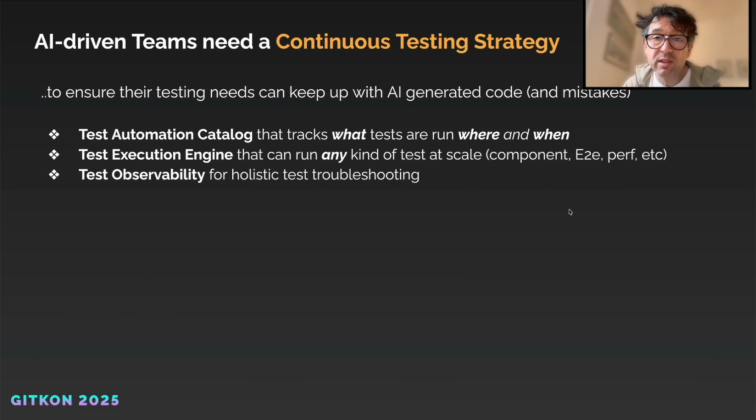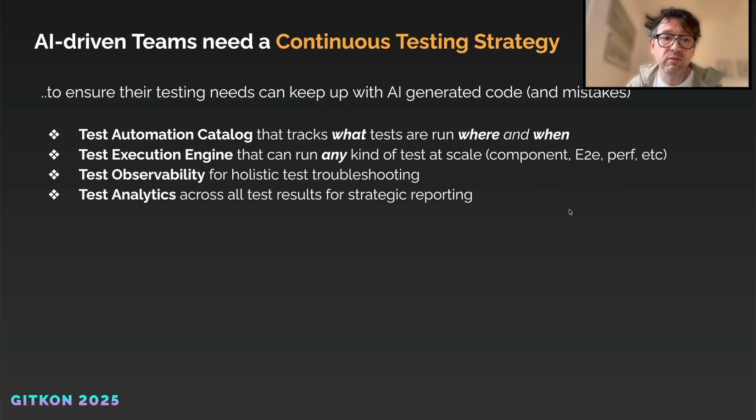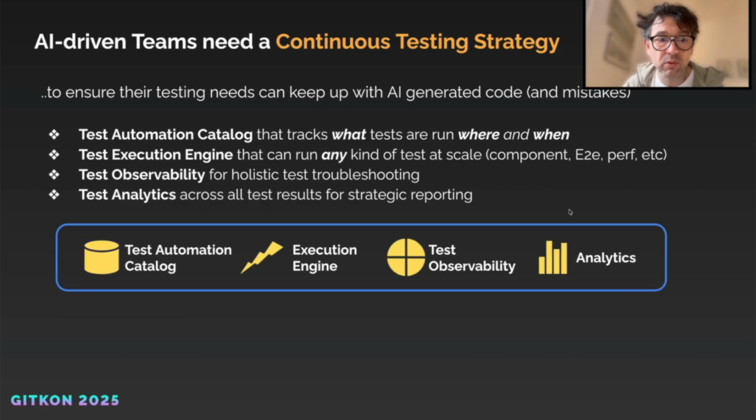Test observability is something that you'll have to account for. How do you collect all those artifacts? And finally, analytics to help you with reporting. And maybe not you as a developer, but as a QA manager, you might be really interested in whether we are testing the right stuff, or whether we need to refocus. This is just a visualization of that.